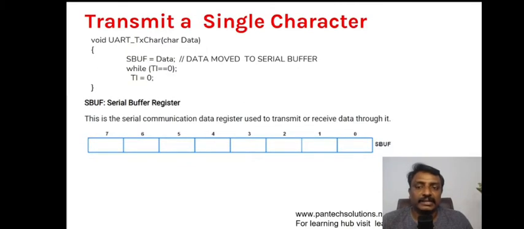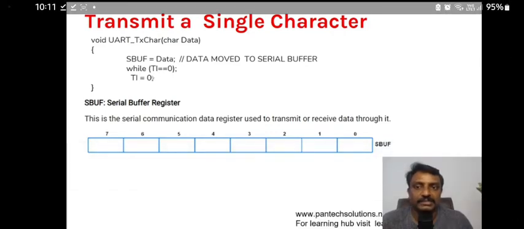To transmit a single character, I move the data to SBUF. It will wait until the TI, the transmit interrupt flag, is set. Once the buffer is transmitted, the flag has to be reinitialized in software. So we have to reinitialize TI equal to 0.